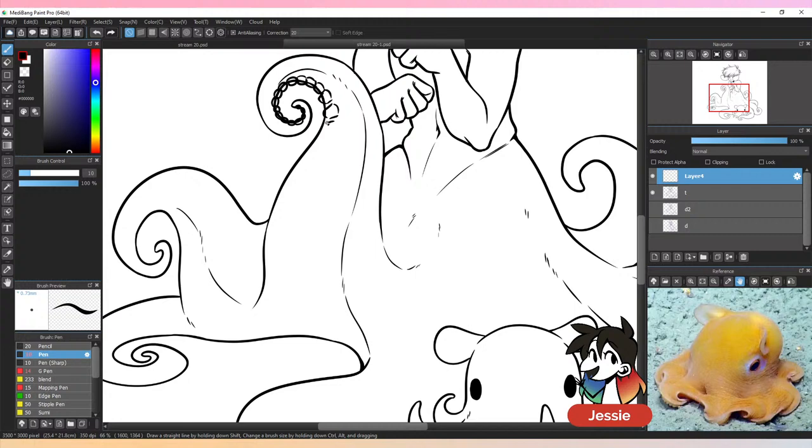I have it kind of open as a reference off to the side because I had no clue how to draw this one. I'm more in tune with the more common octopi, like the blue ringed and the common octopus and whatever. Those all have like two rows of tentacles. This little one only has one row from what I can see.